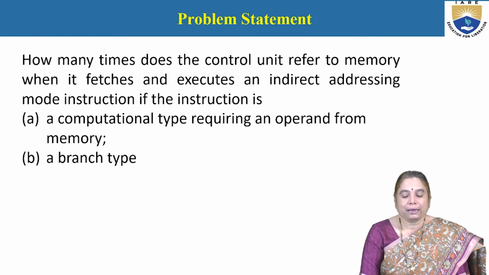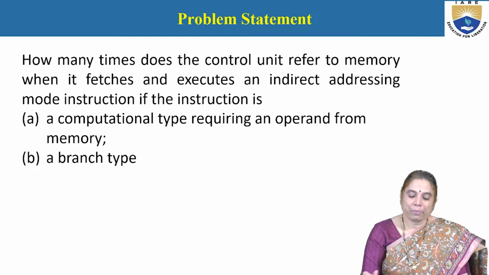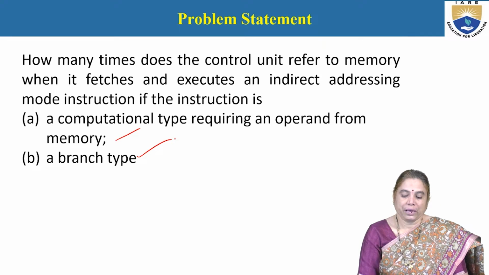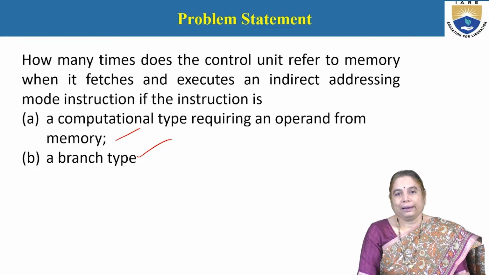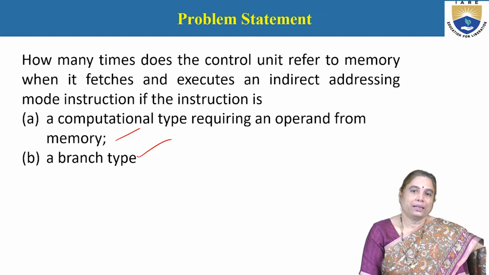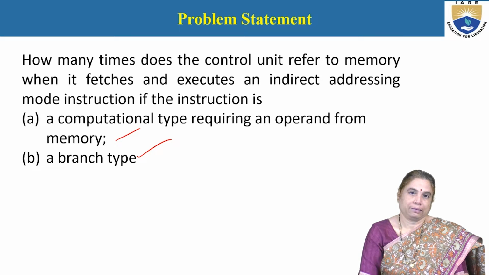Next, how many times does the control unit refer to memory when it fetches and executes an indirect addressing mode instruction if the instruction is a computational type requiring an operand from the memory? The second category of instruction is a branch type. So, the indirect addressing mode generally requires 2 memory cycles.